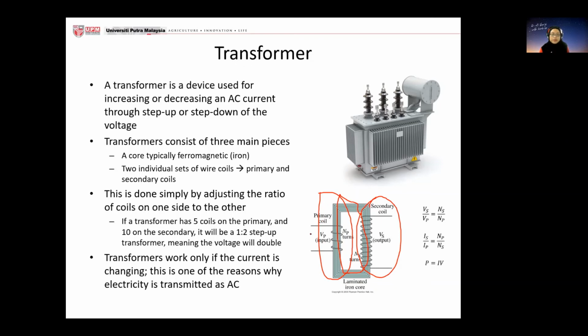So how do transformers do the step up or step down? How do they increase or decrease the voltage? That is done simply by adjusting the ratio of coils on one side to the other. Imagine when you want to step it up, you have 5 coils here and 10 coils here, so it's going to step it up double. Transformers only work if the current is changing, which is why electricity is usually transmitted as AC, alternating current.